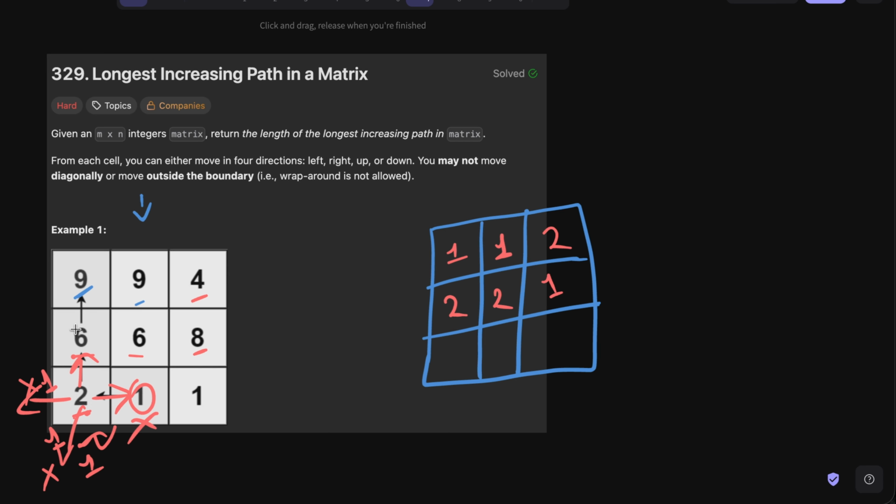If I try to go up, I will see that 6 is greater than 2. I will check the matrix. So there is something stored in the matrix. So I will take the matrix value 2 and I will simply add 1 to it and I will get my path. So the maximum path from 2 is going to be 3.